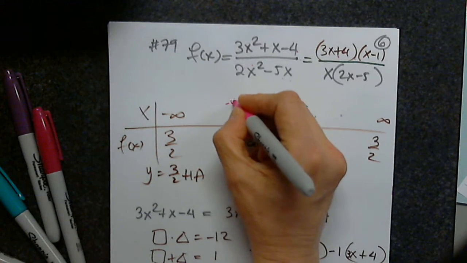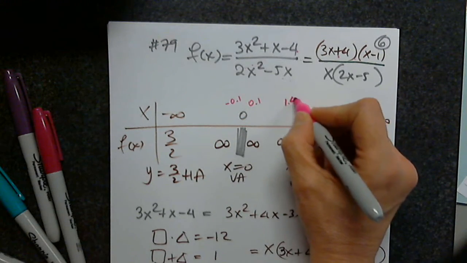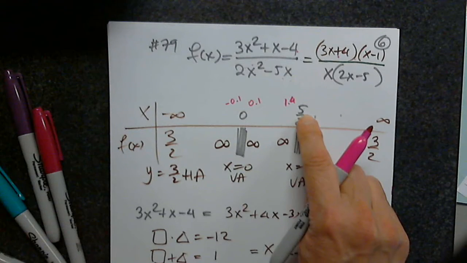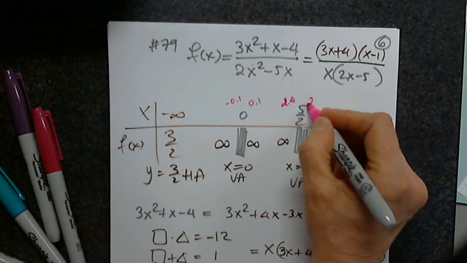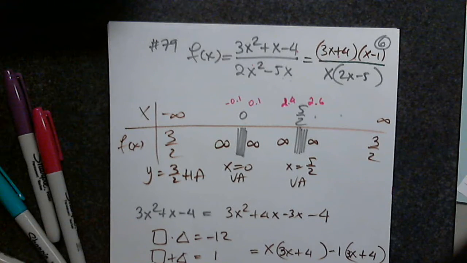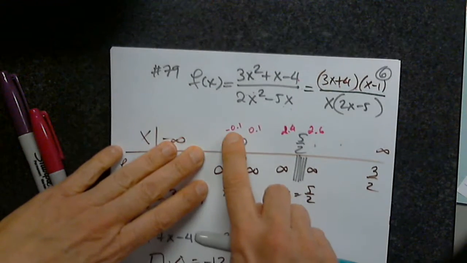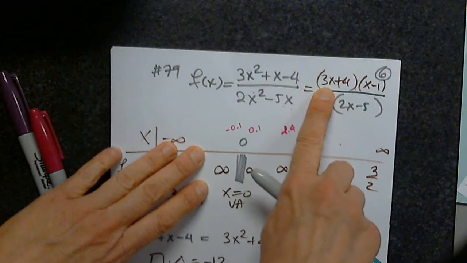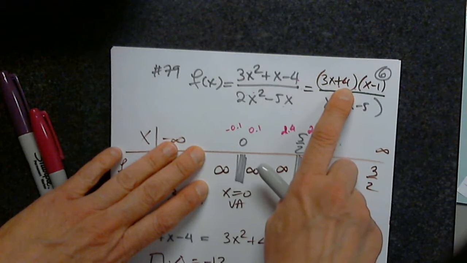I will use negative 0.1, positive 0.1. I will use 1.4 because this is 2.5, 2.4, and 2.6. 5 divided by 2 is 2.5. So a little bit to the left, 2.4, a little bit to the right, 2.6. No calculations are required, just a sign. So negative 0.1 plus 4. This will be smaller than 4. Positive.